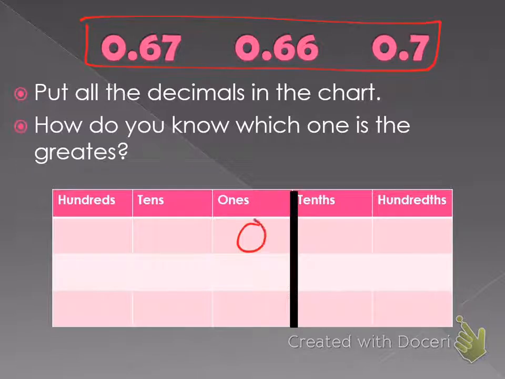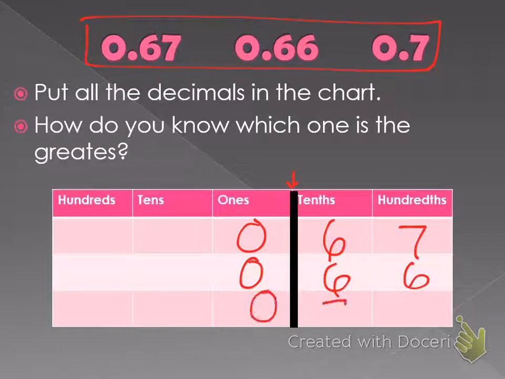I don't have anything in the one. The black line on mine is where my decimal is, but you have a decimal on your chart. 6 and 7. 0, 6, 6, and 0.7. Okay, so I read them as 6,700, 6,600, and 7 tenths.